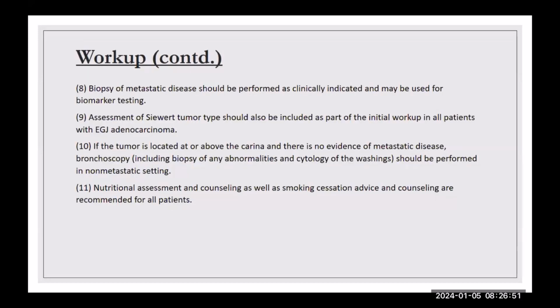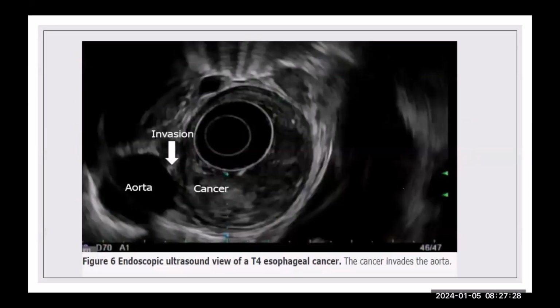Further workup-wise, biopsy of the metastatic disease should be performed as clinically indicated and may be used for biomarker testing. Assessment of tumor type should be included in all initial workups in all patients with gastroesophageal junction adenocarcinoma. If the tumor is located at or above the carina, and there is no evidence of metastasis, then bronchoscopy should be done, and biopsy of any abnormalities and cytology of the washings should be done. Nutritional assessment and counseling, as well as smoking cessation, should be recommended for all patients.